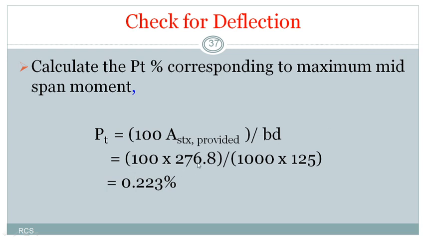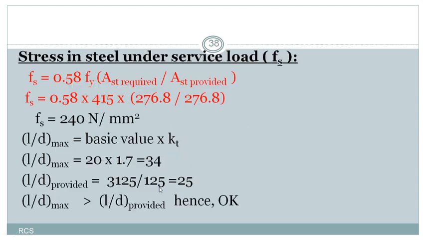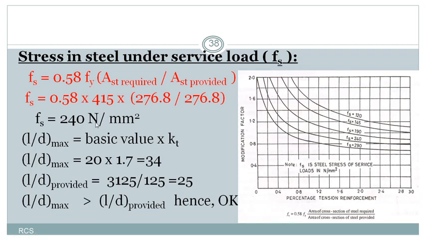If you substitute that, we will get 0.233%. And stress in steel under the service load Fs can be calculated by using this formula: Fs equal to 0.58 Fy AST required by AST provided. Then we get Fs equal to 240 Newton per mm square. So after getting these two values, we can go for our graph which is provided in IS 456 2000.